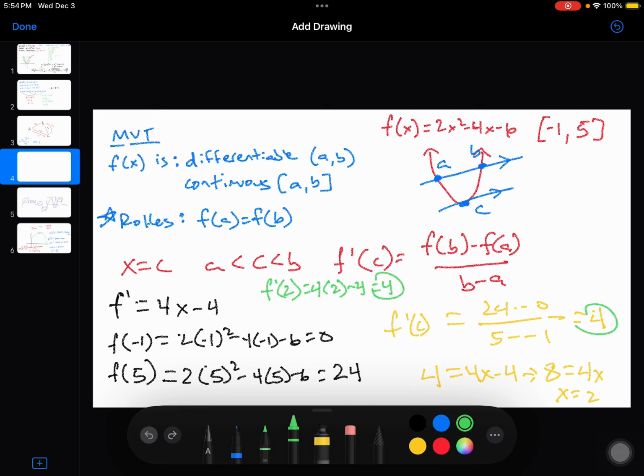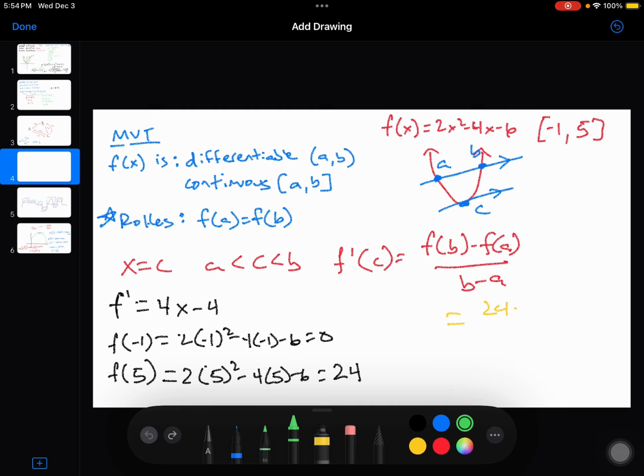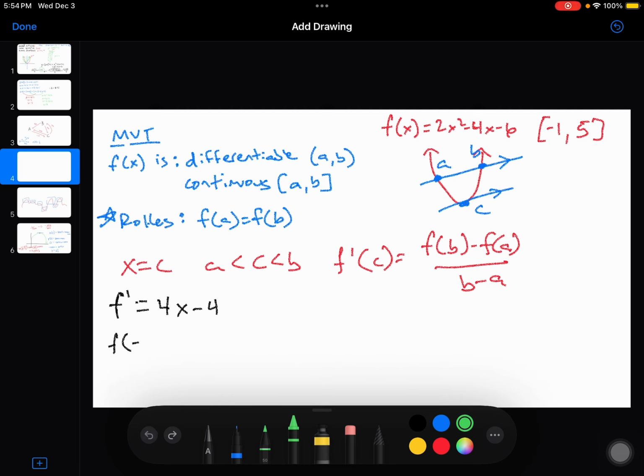Now let's look at the special case of Rolle's theorem by just shifting our domain a little bit. Instead of from negative 1 to 5, we're going to shift our domain from negative 1 to 3. And long story short, we're going to end up having the same value of 0 at negative 1 and 3. All right. So again, we're going to take this to 3 instead of 5. So we're going to have f of negative 1. We already know that's 0.